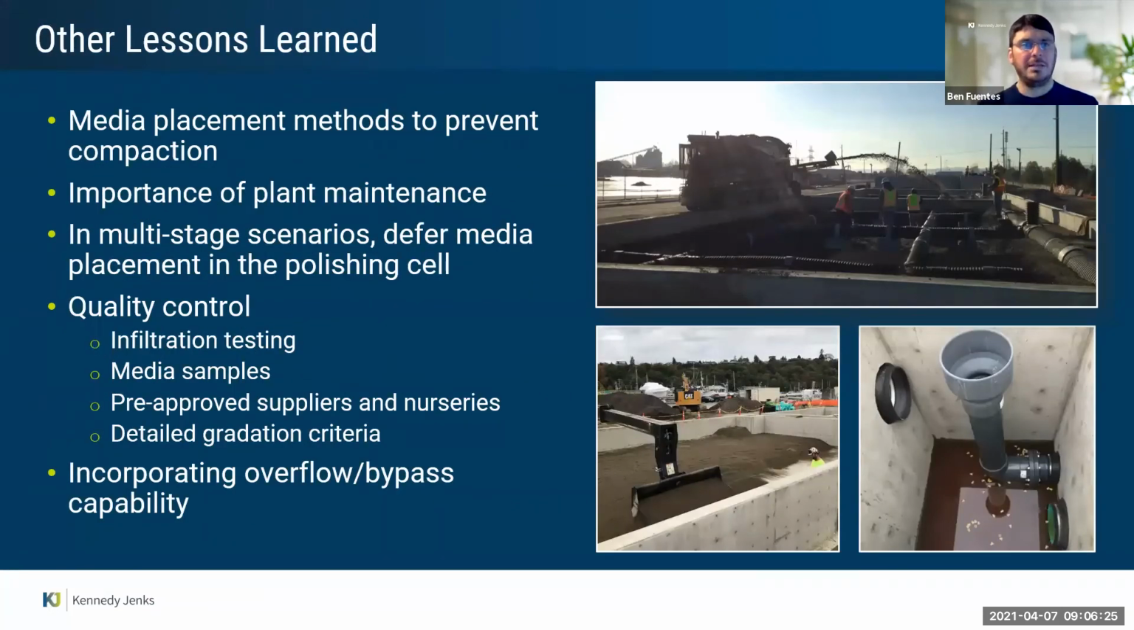I think the last thing I'll highlight here before I open it up for questions is just that during construction, there's many mechanisms that you can include for quality control, doing some small scale infiltration testing, media samples, establishing pre-approved media suppliers or plant nurseries, and then, as I said earlier, no sand, all sand is different. And so the more detailed your media, your aggregate gradations are, your gradation criteria, the more likely you're going to get that overall media blend, media mixture that's going to give you what you're looking for long-term, to meet your long-term goals.